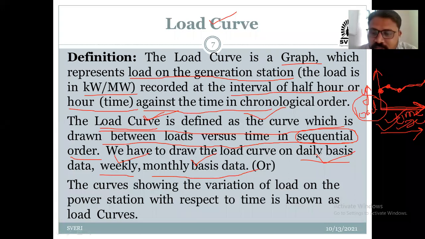Whenever we are going to plot the daily basis, how many hours are there? 24 hours. So on the x-axis, you are going to take the 24 hours. When weekly basis, in 1 week, how many days are there? 7 days are there. So take the 7 days on the x-axis and then plot the curve.